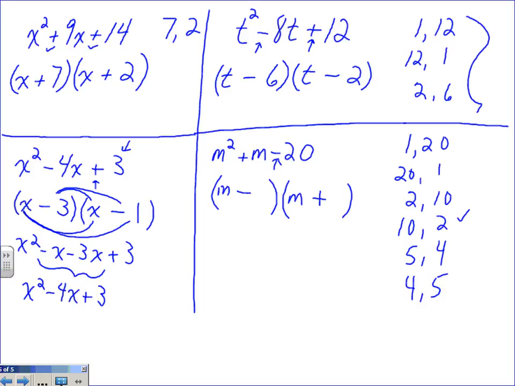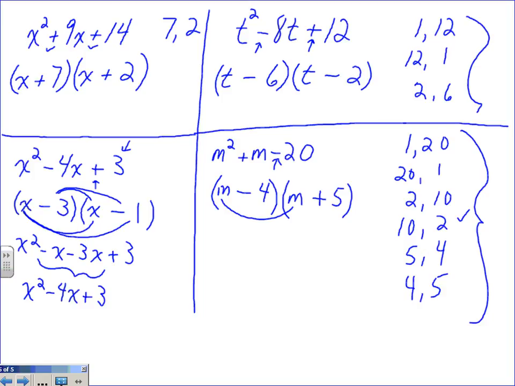What two numbers will work? Now look at the middle term. I have to have some combination of the numbers here that's going to give me a 1m in the middle. Well, it looks like 5 and 4, doesn't it? Because 5 minus 4 gives me 1. So if I put a plus 5 here and a minus 4, I'll show you what I mean.